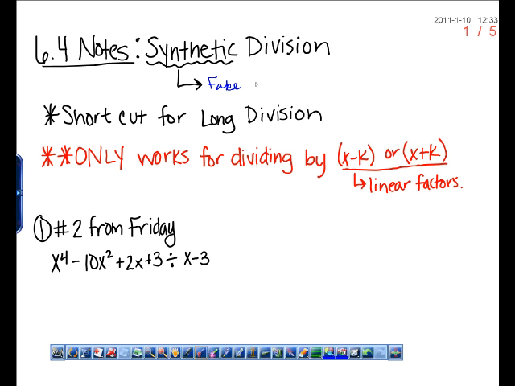So, synthetic division, like we said, is a fake process to help us as a shortcut for long division. It's basically what's called an algorithm. And what an algorithm means is a process, a set of steps to get you to your answer.